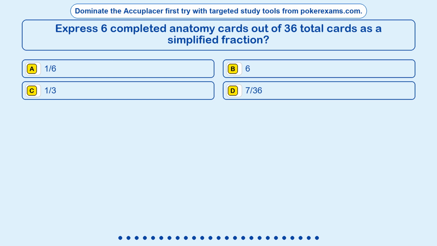Question 2. Express 6 completed anatomy cards out of 36 total cards as a simplified fraction. Option A, 1/6. Option B, 6. Option C, 1/3. Option D, 7/36.